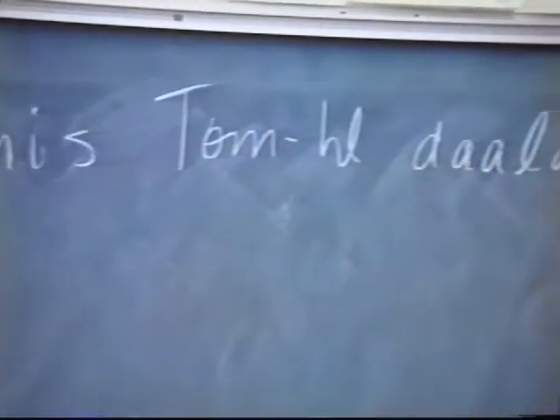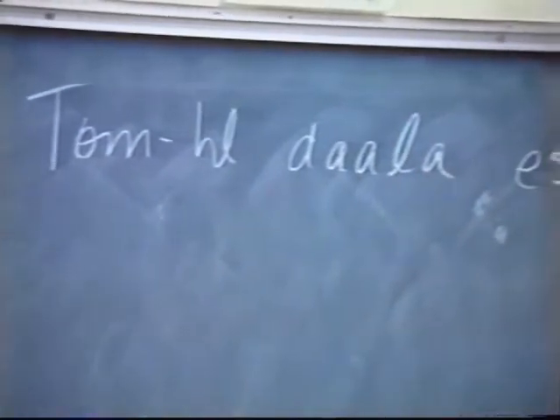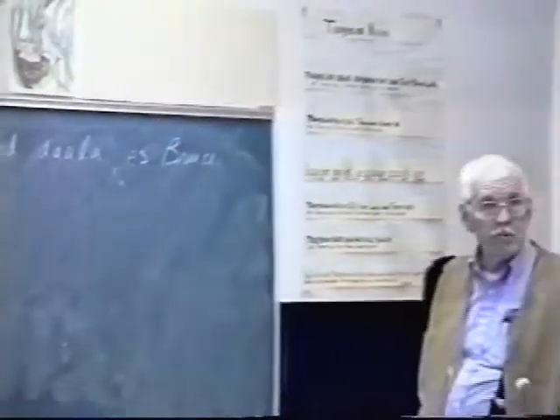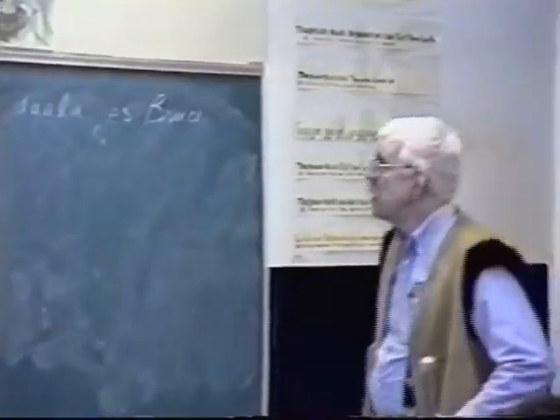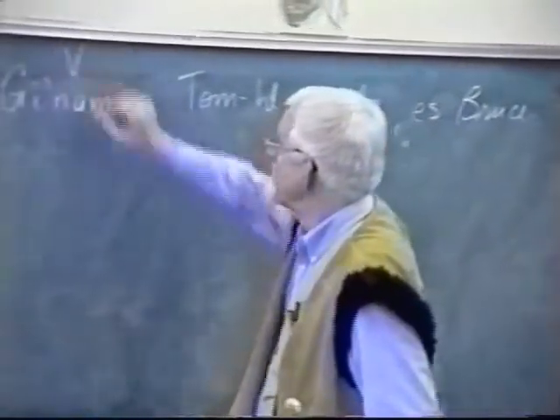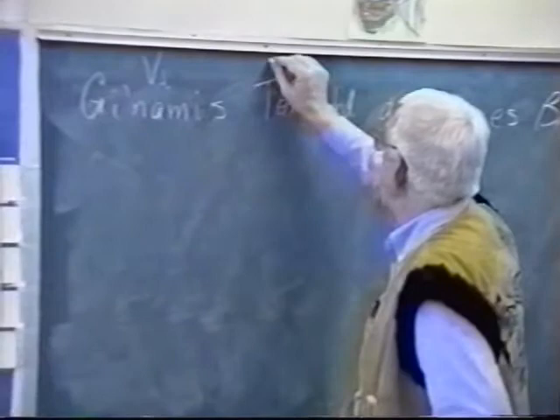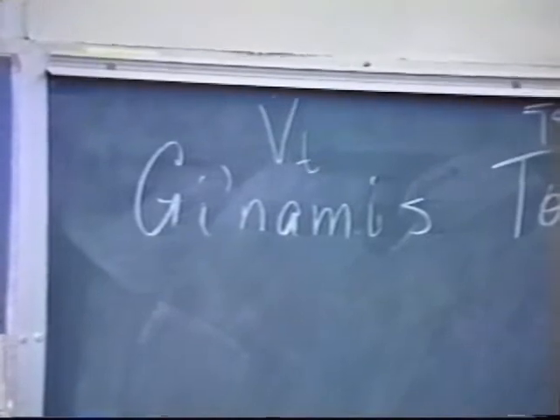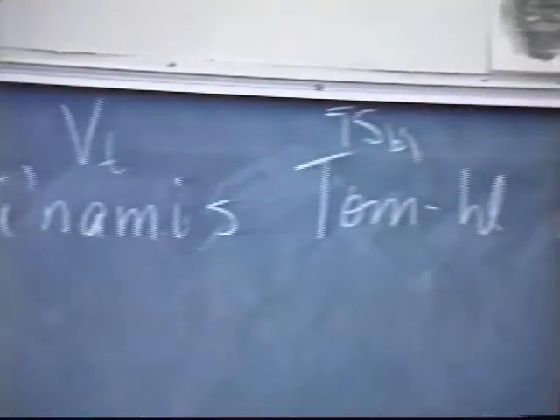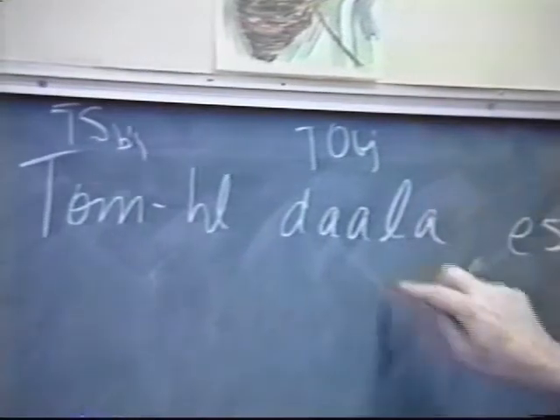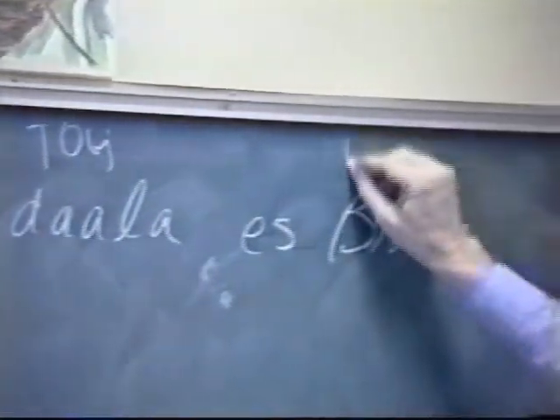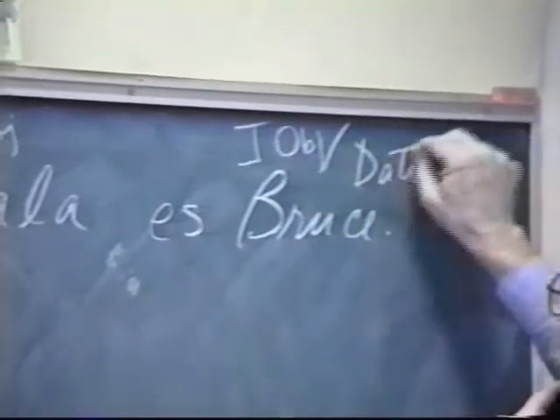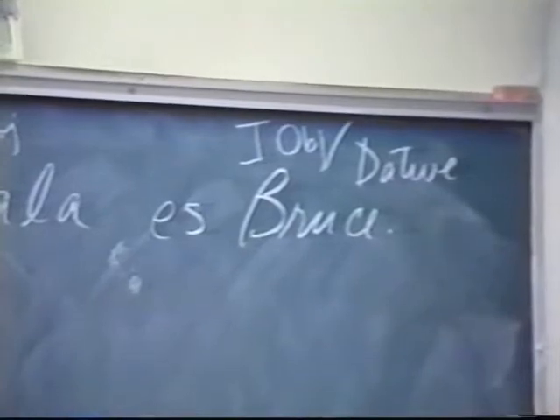See if I'm right. Gitnamas Tom Stala es Bruce. Gitnamas Tom Stala es Bruce. Tom gave Bruce some money. Where we have our transitive verb right here. We have our transitive subject there. We have our transitive object here, and then we have, I'll call it an indirect object, but you can also call it a dative, if you will. You know, it's Bruce who got the money.